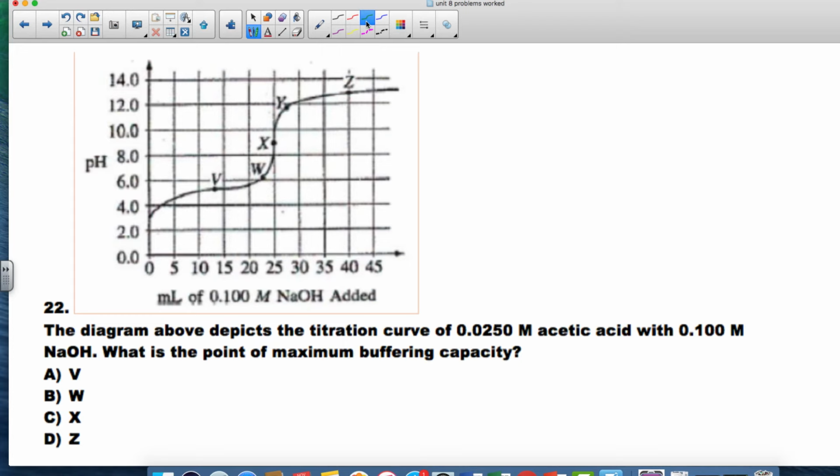The point of maximum buffering capacity is where you have a large amount of the acid and a large amount of its conjugate base. That would be at the half equivalence point. At the half equivalence point, it's half acid, half conjugate base. That is always going to be the point of maximum buffering capacity.